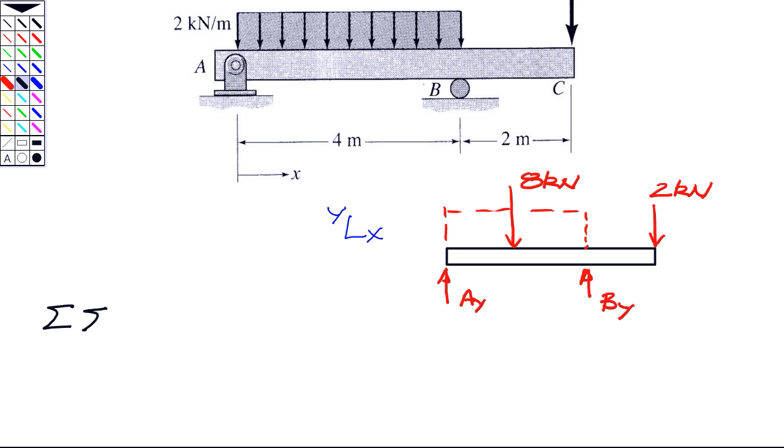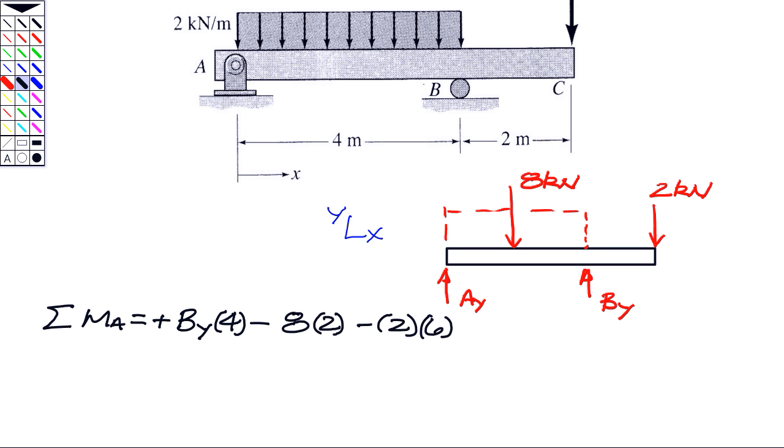The first equation I'm going to write down is the summation of moments about end A of this beam. We have the reaction force By with a moment arm of 4, in the plus z. The resultant force, 8, has a moment arm of 2, in the minus z. And then the 2 kilonewton force on the right-hand side has a moment arm of 6, in the negative z. For equilibrium, that sum is equal to 0. From this, we see that By, the reaction in y, is 7 kilonewtons.